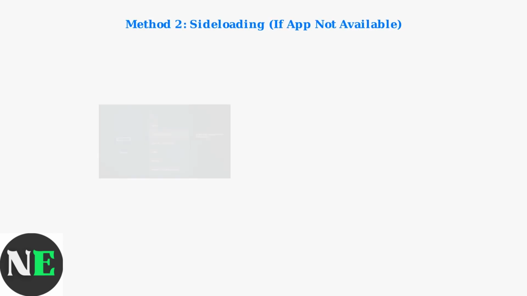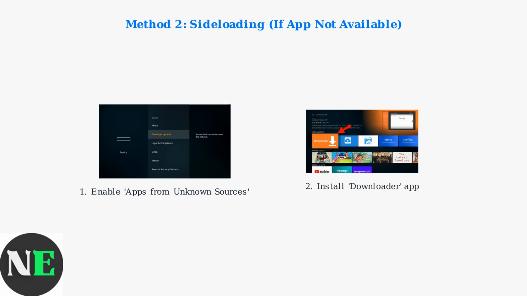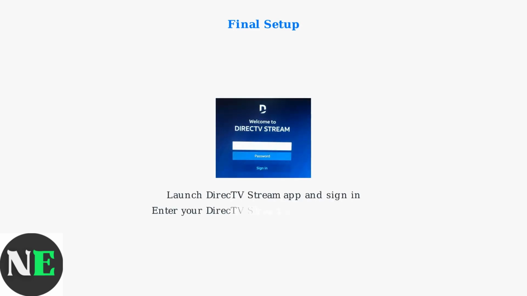If the DirecTV Stream app isn't available in your region, you can sideload it. First, enable Apps from Unknown Sources in your Fire Stick Developer options. Next, install the Downloader app from the Amazon App Store. This app will help you download the DirecTV APK file. Use the Downloader app to download the DirecTV Stream APK file from a trusted source, then install it on your Fire Stick. Once installed, launch the DirecTV Stream app.